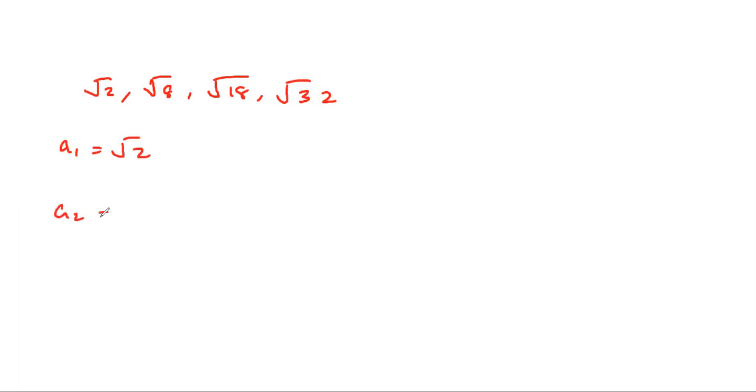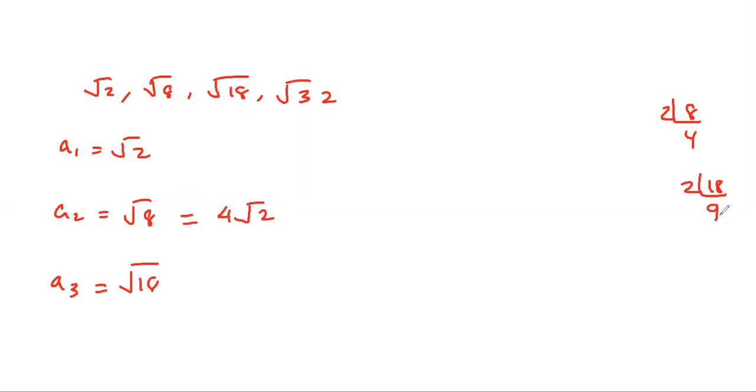One more problem we'll discuss from this exercise, and that is root 2, root 8, root 18, root 32. Again, the first term is root 2, second term is root 8, third term is root 18. You just try to reduce these terms in terms of root 2 if possible. So on division with 2, it will be 2 and 4 here. So we can write root 8 as 2 root 2. Now again root 18. Root 18 on division with 2, it will be 9. So we can write it as 3 root 2.